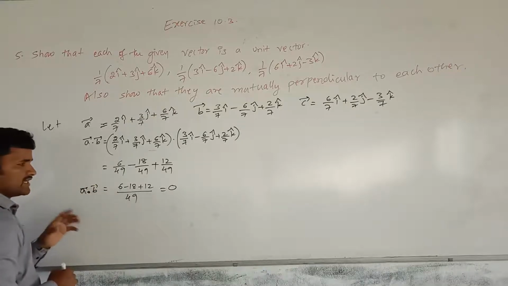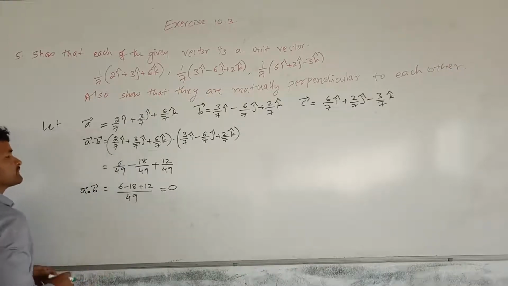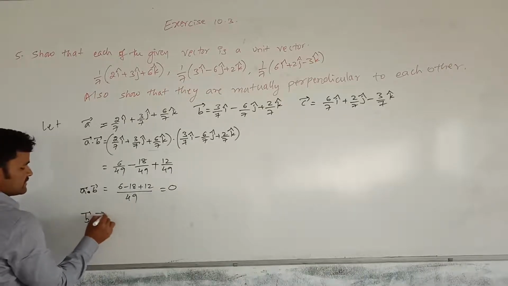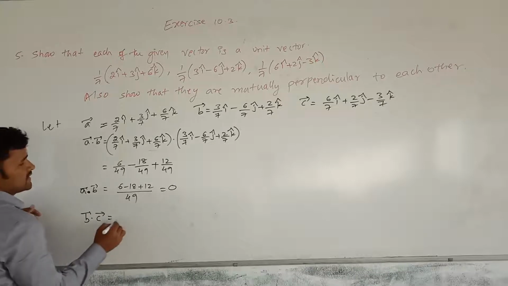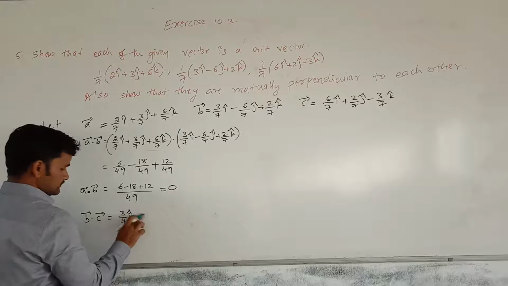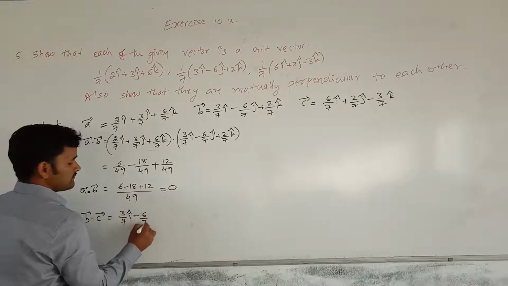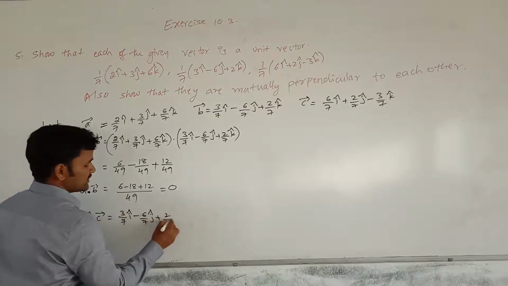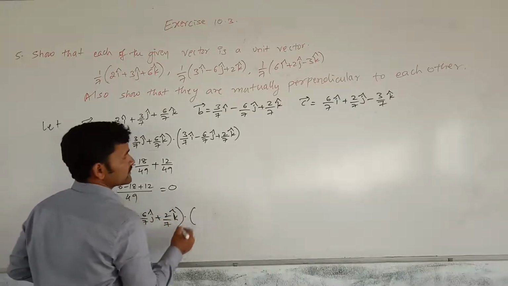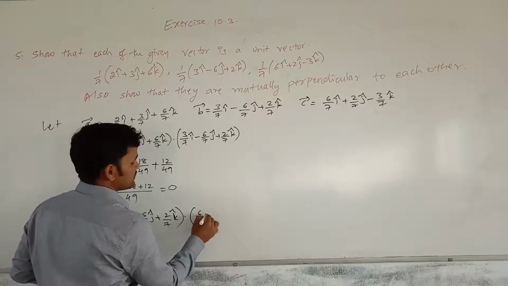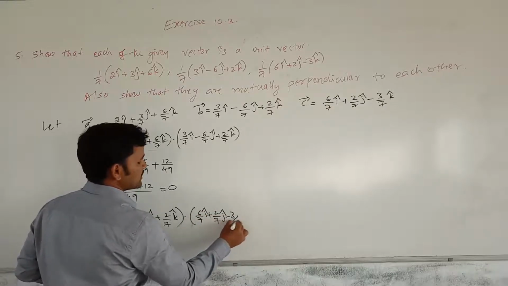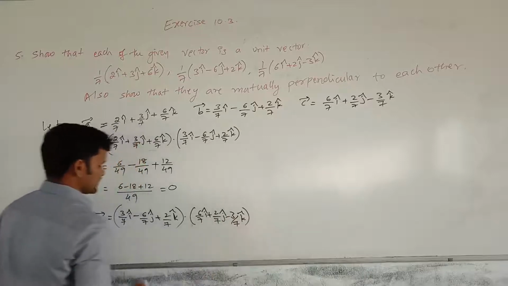Dot product of A and B is 0. Okay. Next, let us find out B dot C. Dot product of vector B and C. B is 3 by 7 into i cap minus 6 by 7 into j cap plus 2 by 7 into k cap, which is in dot product with 6 by 7 into i cap plus 2 by 7 into j cap minus 3 by 7 into k cap.